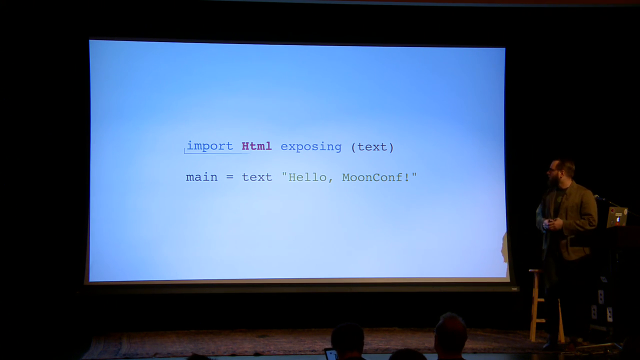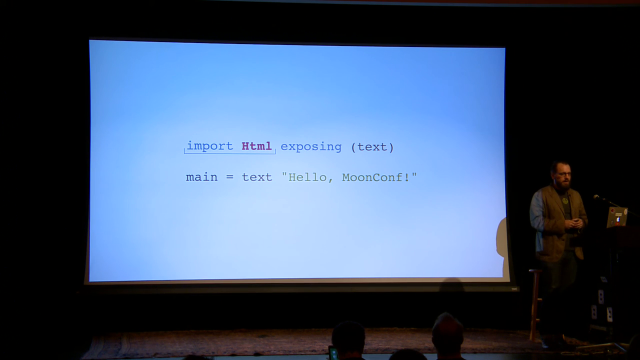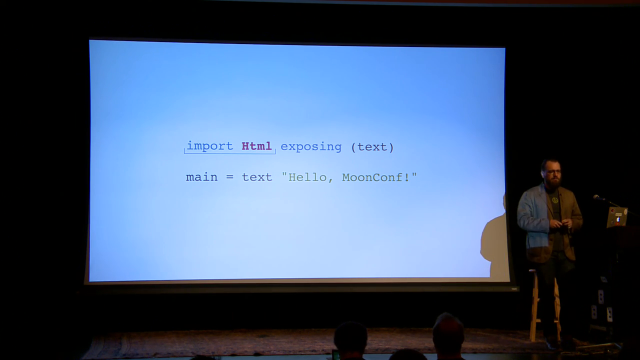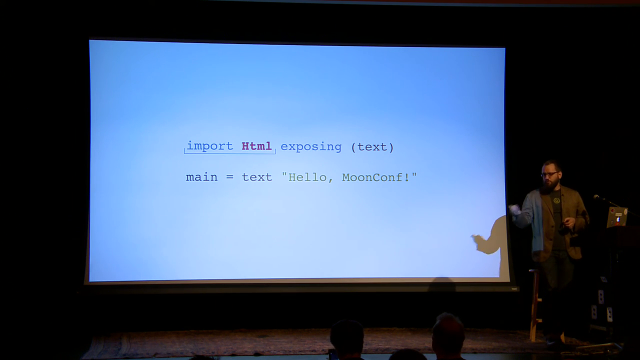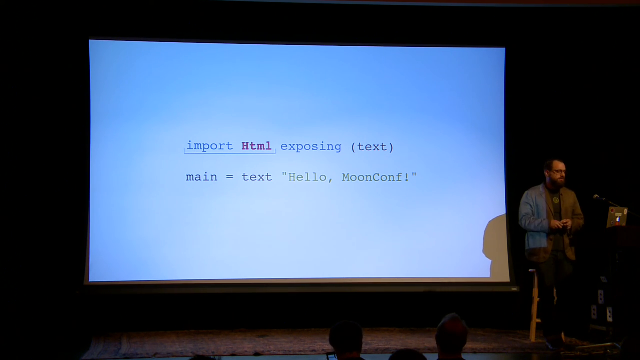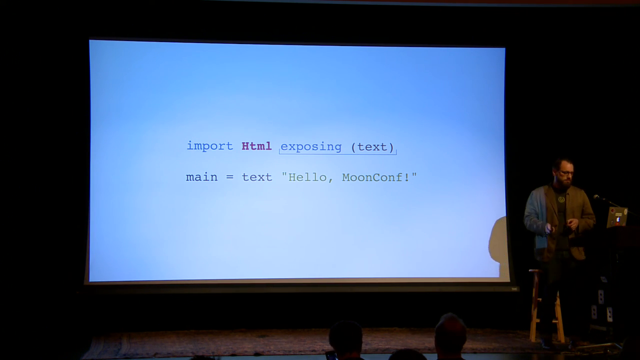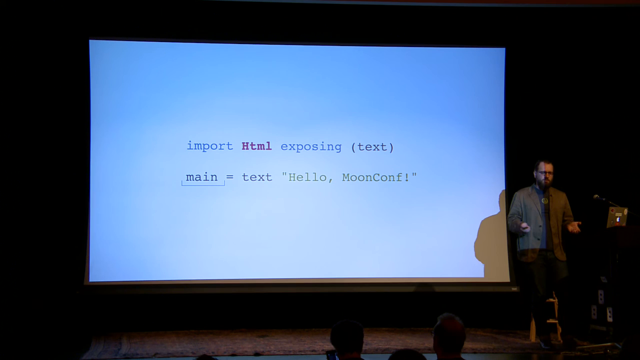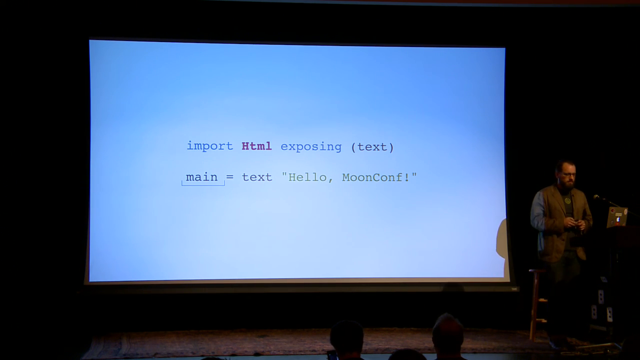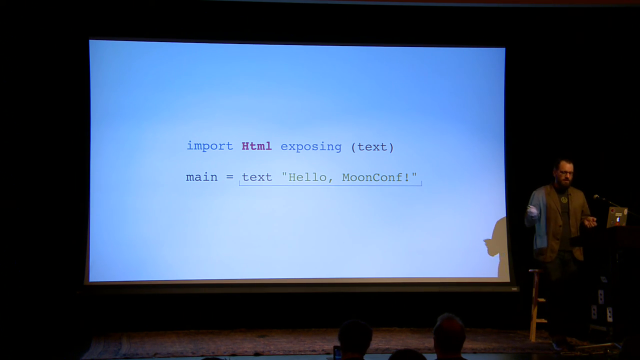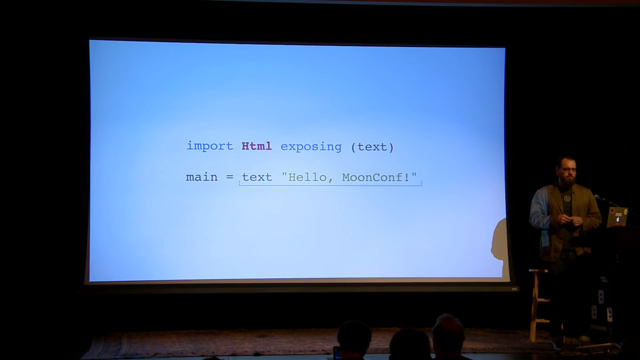First, we have import HTML. And this is just bringing in the HTML package. This would also work with your own modules that you write. So if you wrote something called HTML, it would bring that in instead. It is exposing a method called text. We have our main function, which all Elm programs need to have. And it's just calling text with a string. And so text actually converts a string to a text node that's renderable in HTML.